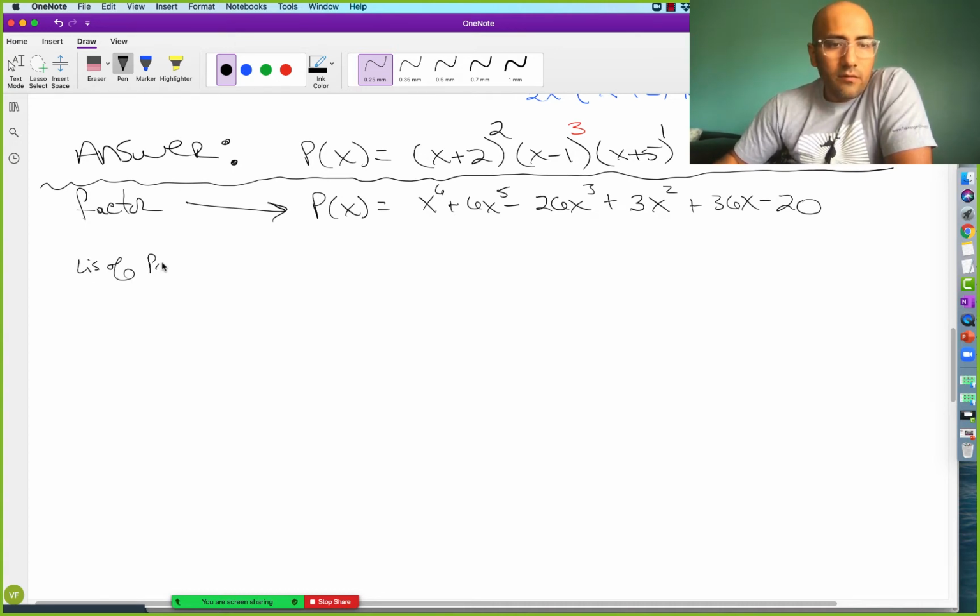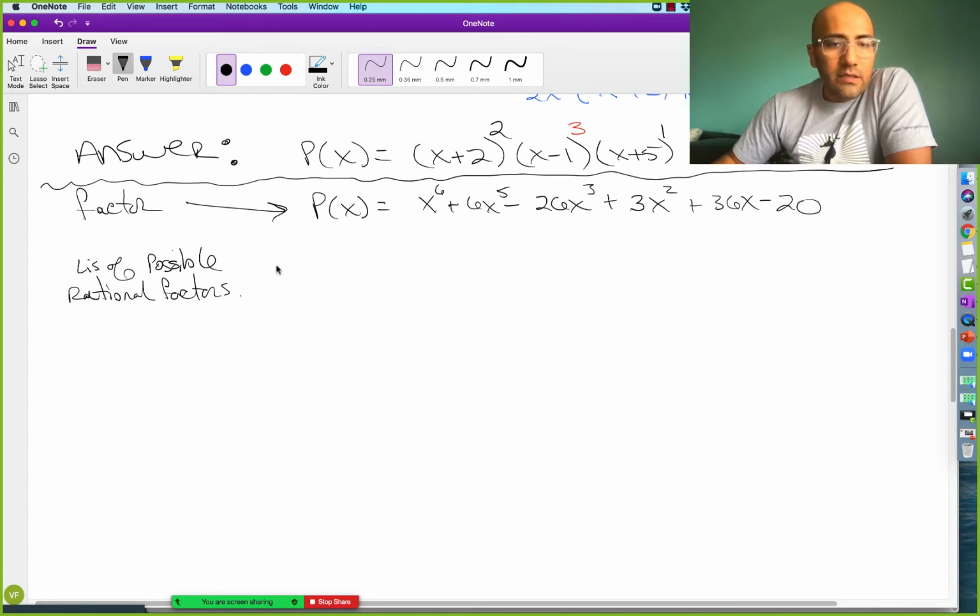List of possible rational factors. This list will contain a -2, a +1, and a -5, right? Because I already know the answer. I'm cheating here. But this list will include these. It'll include a whole bunch of other numbers too, potentially. But it will include these ones as well, because I already know that those are rational zeros of this polynomial.